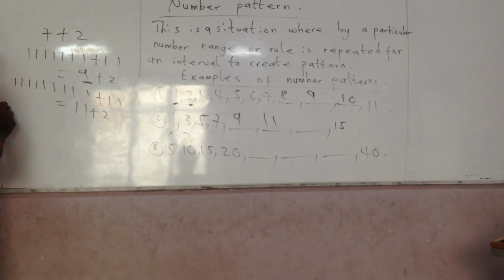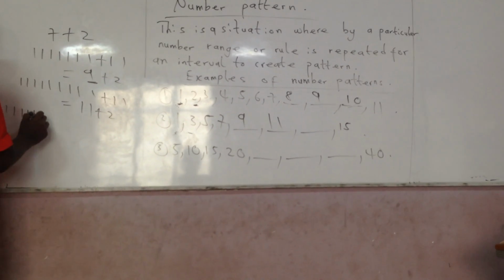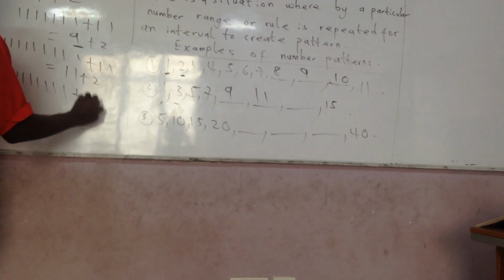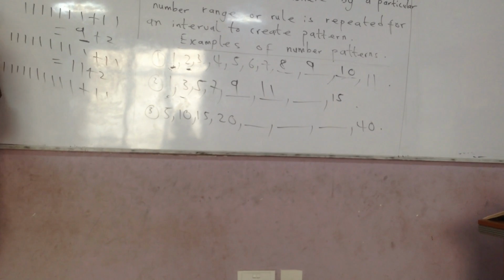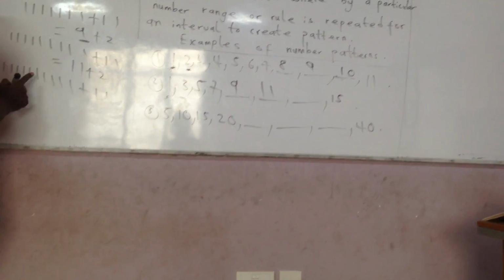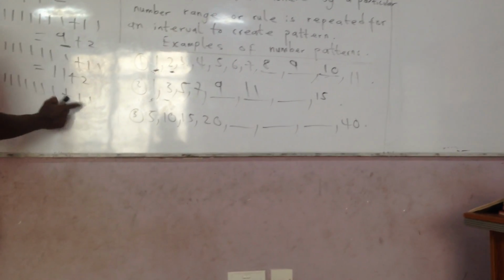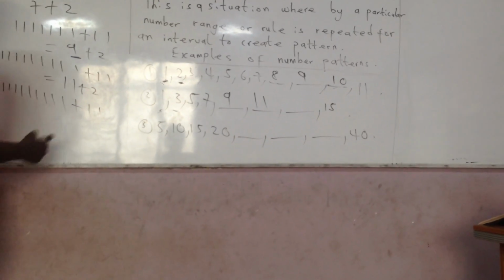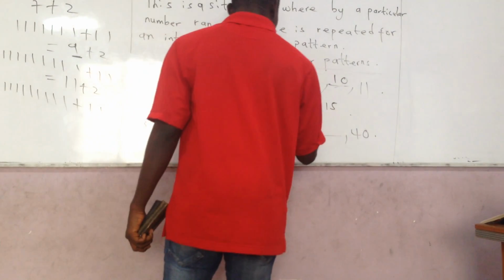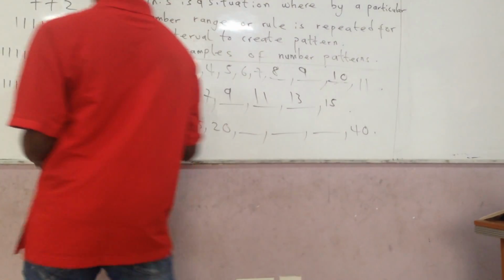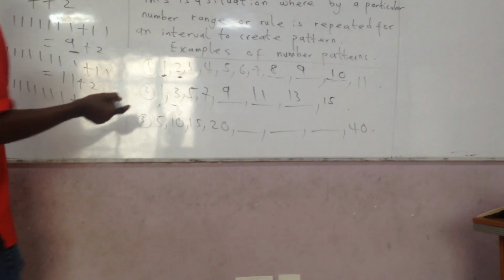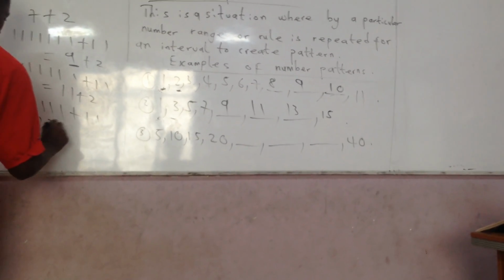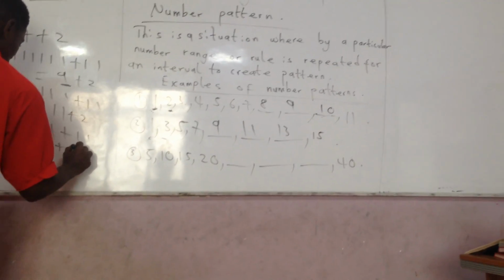So let us count 11: 1, 2, 3, 4, 5, 6, 7, 8, 9, 10, 11, plus 2. Let us count all together: 11, 12, 13. So we get 13. Even if you want to add 2 to the 13, let's see, you are going to get 15.